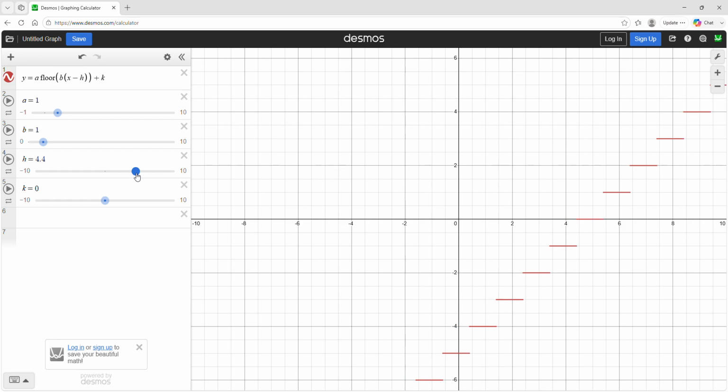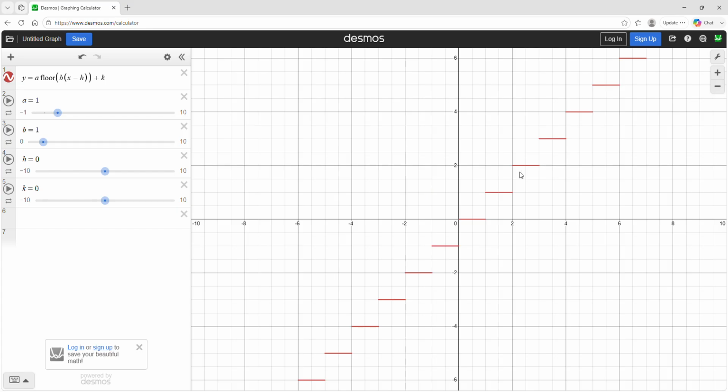I like to think about that as we're making it go more right because everything is happening, in this case, 4 units later than it normally would. But if you make it positive, let's say positive 4, everything's happening 4 units sooner than it normally would. That's how you can think about h, and that's where a lot of people fall apart. But k is very straightforward. If you increase k, you go up. If you decrease k, you go down. Those are very common things that happen.